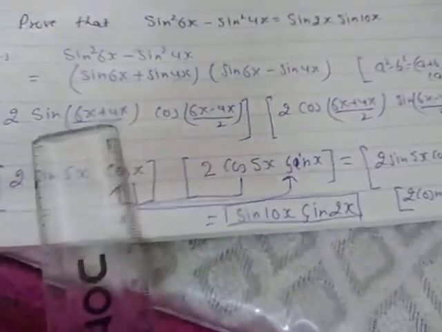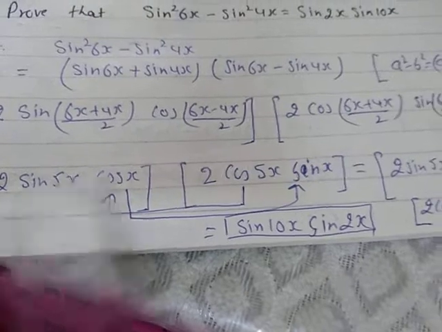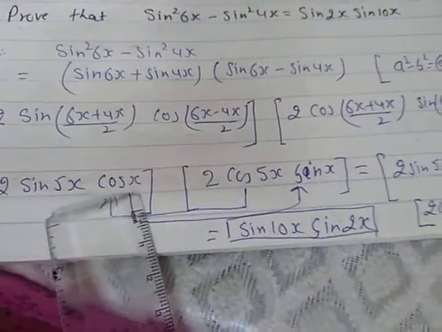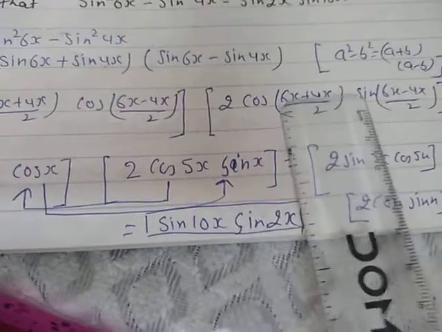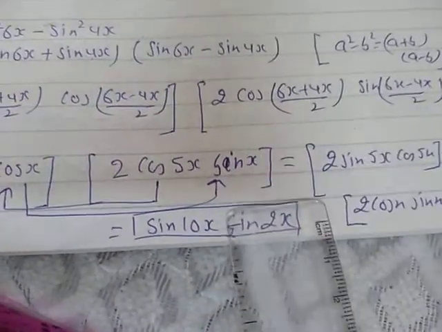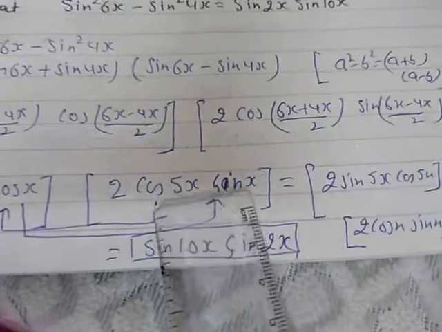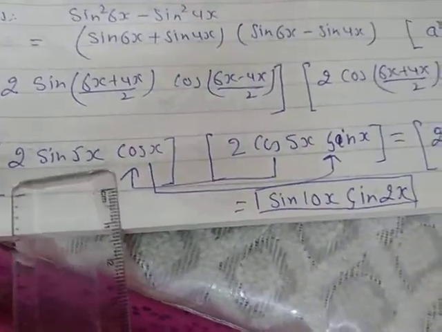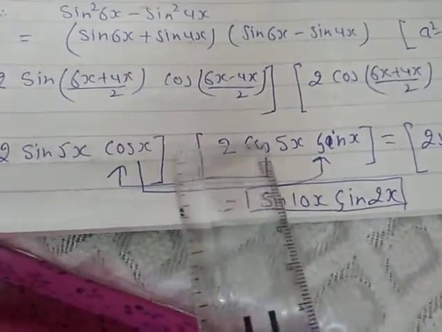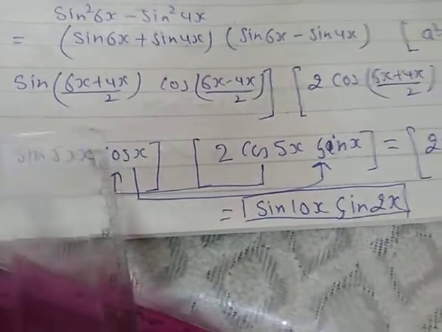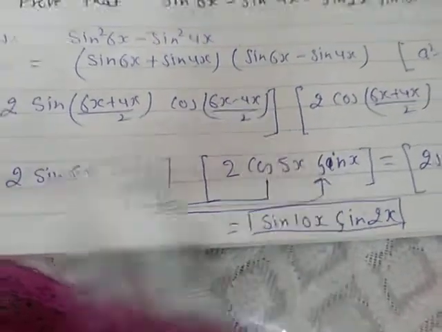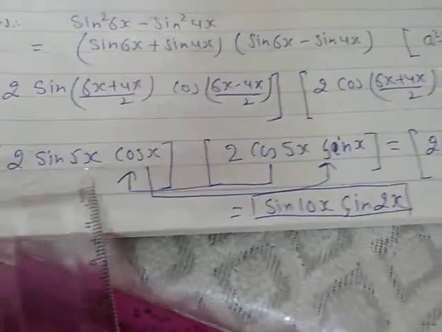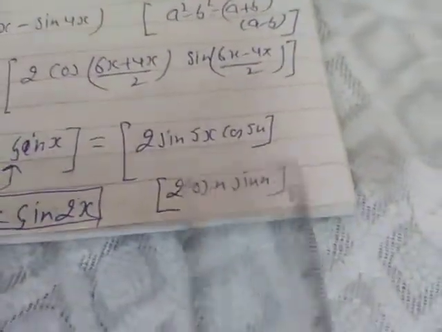After doing calculation, (6x plus 4x)/2 is 5x, and (6x minus 4x)/2 is x. And here 2 cos 5x and sin 5x. Now children, since we know the formula 2 sin a cos a is equal to sin 2a, so here 2 sin 5x and here cos 5x is there. Therefore this cos 5x will be shifted here and cos x will be shifted here. That means this factor will be 2 sin 5x cos 5x into 2 cos x sin x.